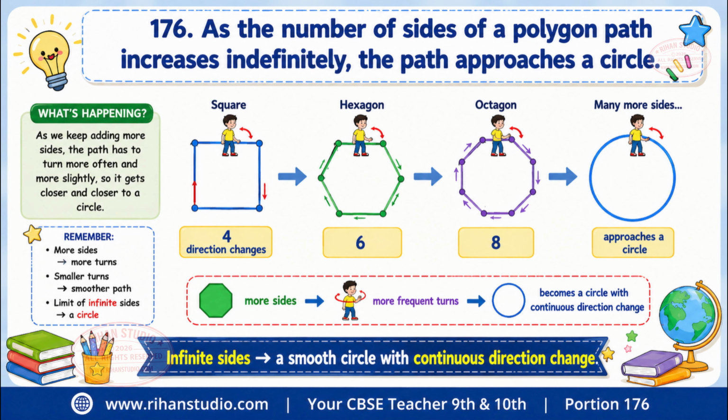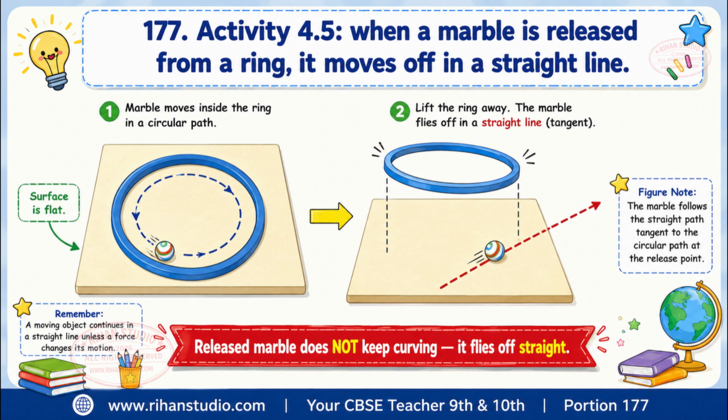As the number of sides of a polygon path increases indefinitely, the path approaches a circle. Understand the reasoning. A square makes 4 direction changes, a hexagon 6. Add more sides and the turns become more frequent, until, with infinite sides, the path becomes a smooth circle with continuous direction change. Activity 4.5.